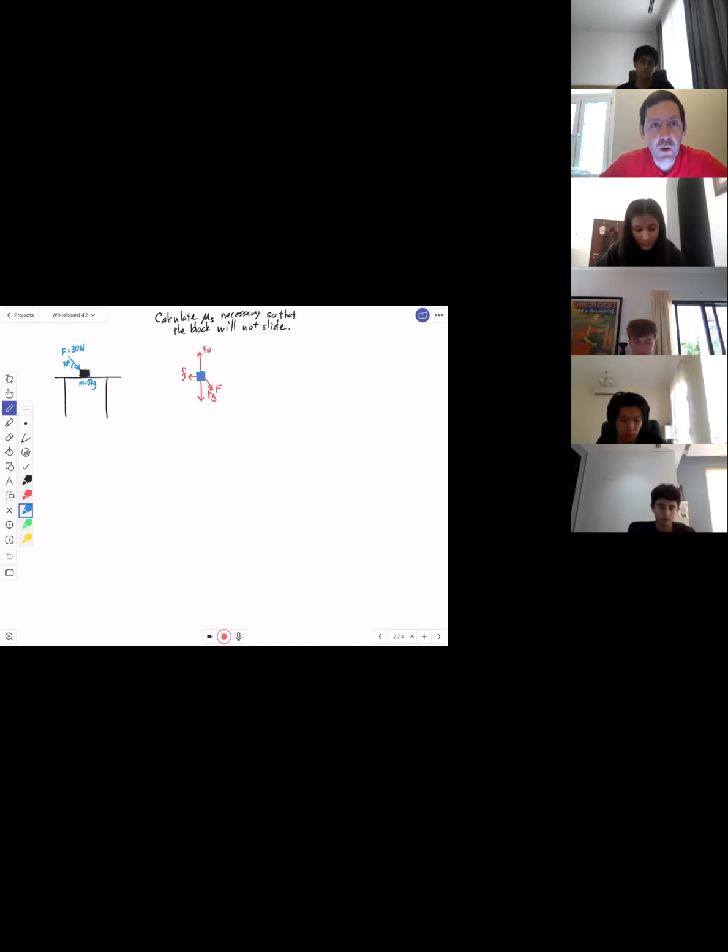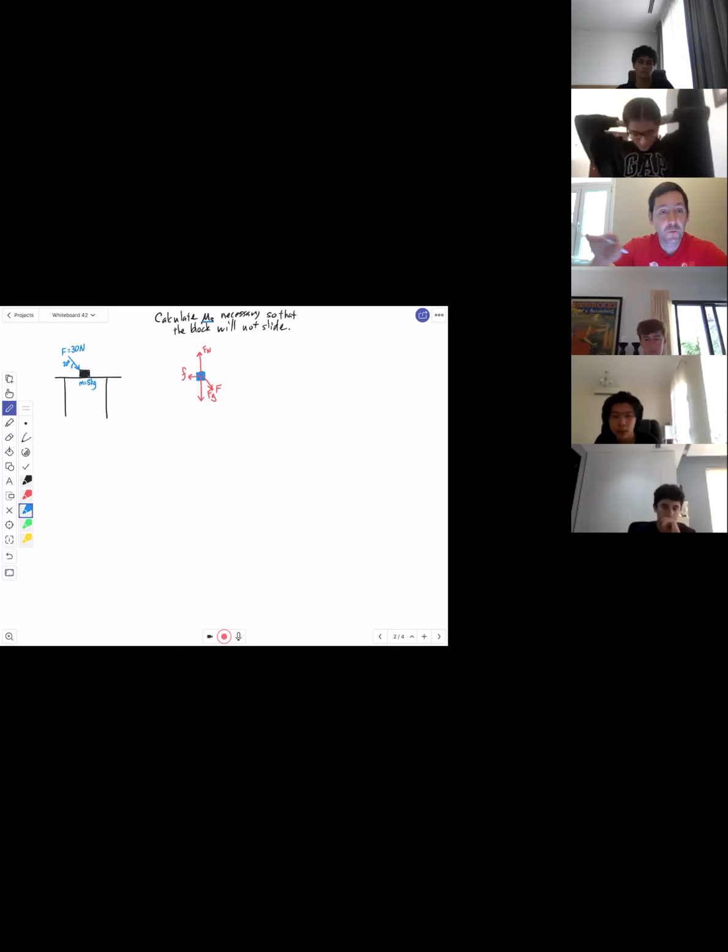Okay, awesome. So now we need to do our forces. Now the question wants us to find the coefficient of friction here. And so that is a horizontal force. So let's look at the horizontal forces and see if that will allow us to find the force of friction and therefore the coefficient of friction. All right, so the horizontal forces here.